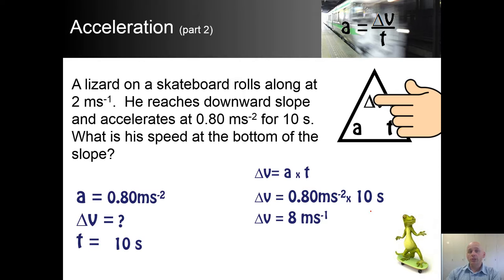It's your change in speed, and it's positive, so the speed is increased by 8 meters per second. So that means if you started out at 2 meters per second, it's increased by 8. That means the final speed will be 10 meters per second.